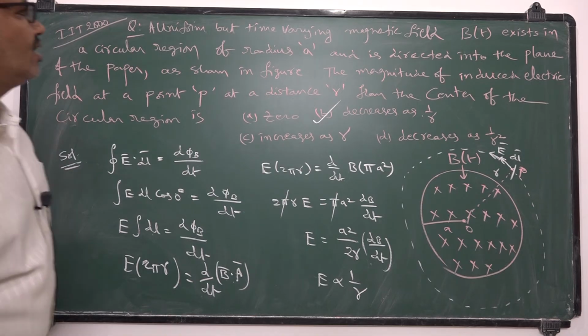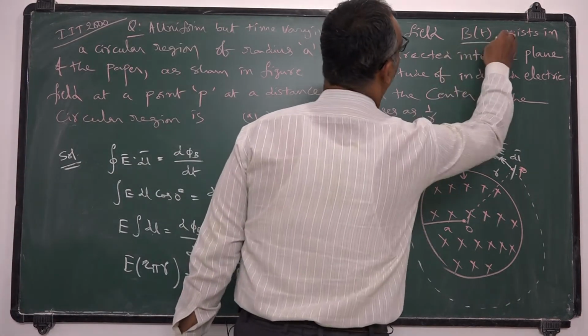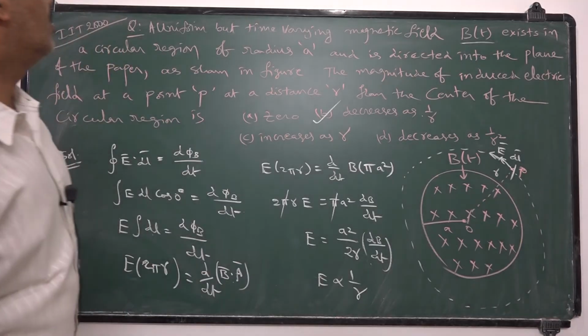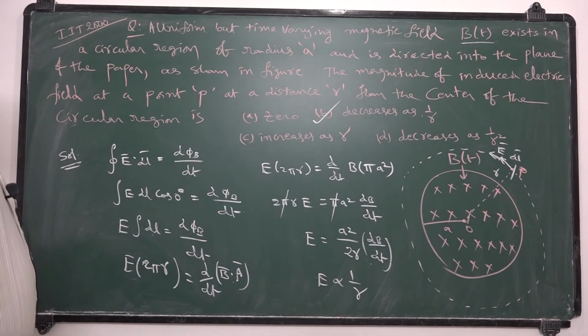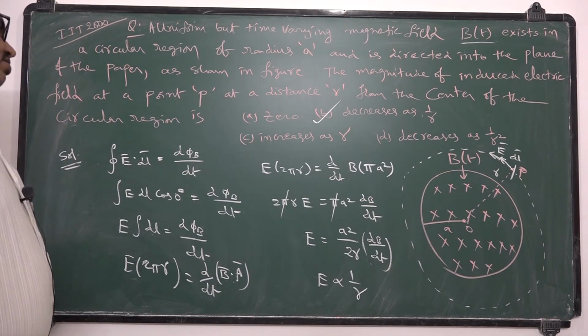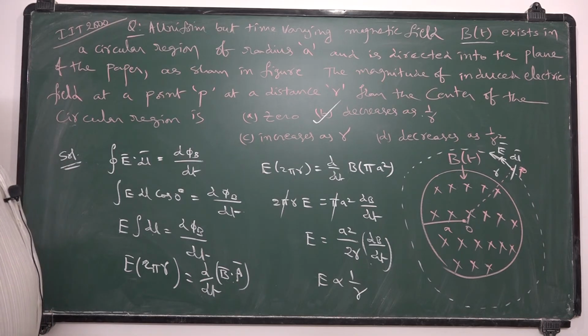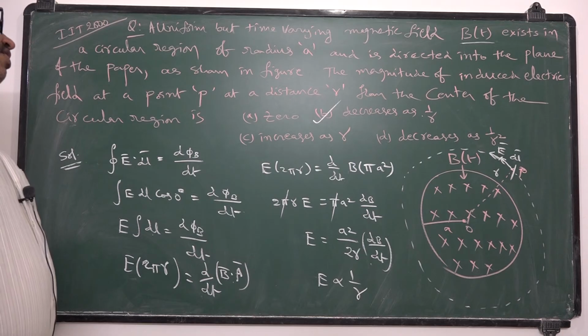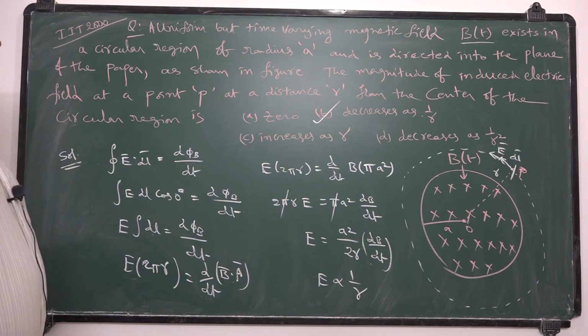Whether it is increasing or decreasing depends on dB by dt. They did not say whether the magnetic field is increasing or decreasing. It all depends on the magnetic field. Here you can imagine the magnetic field is decreasing, therefore the induced electric field also gets a decreased value. So decreasing value for E. This is the solution for the given question.